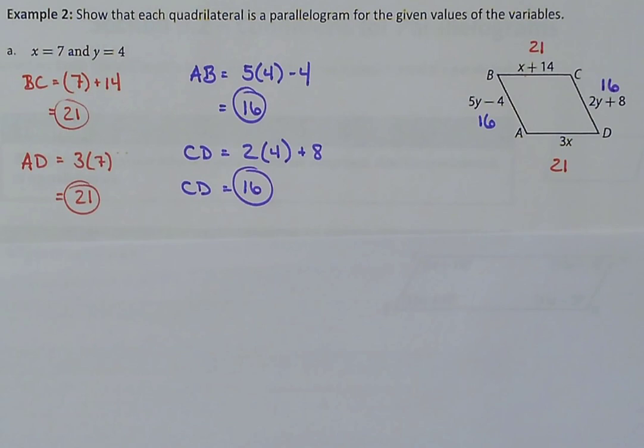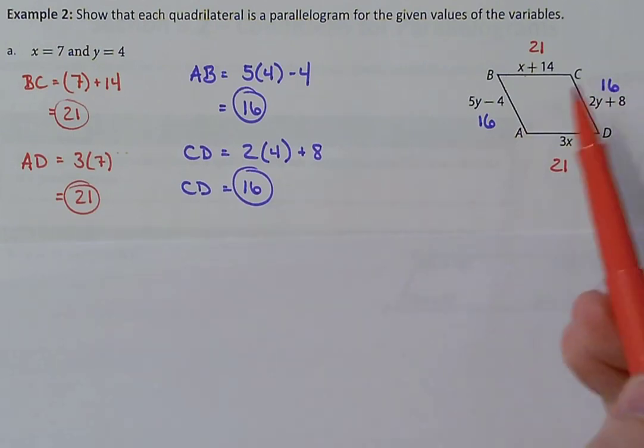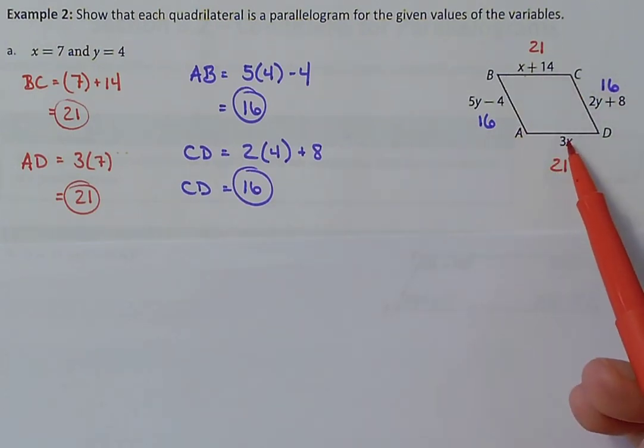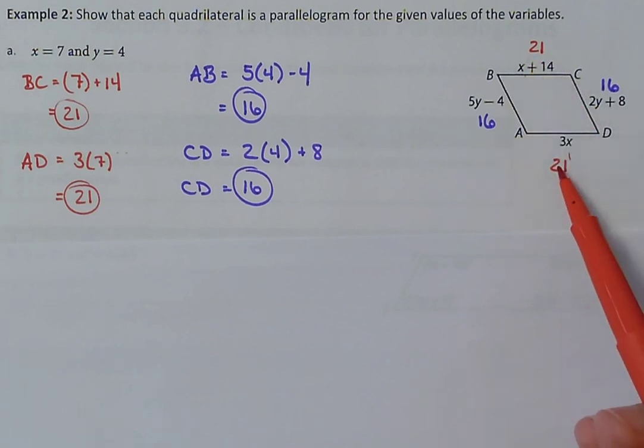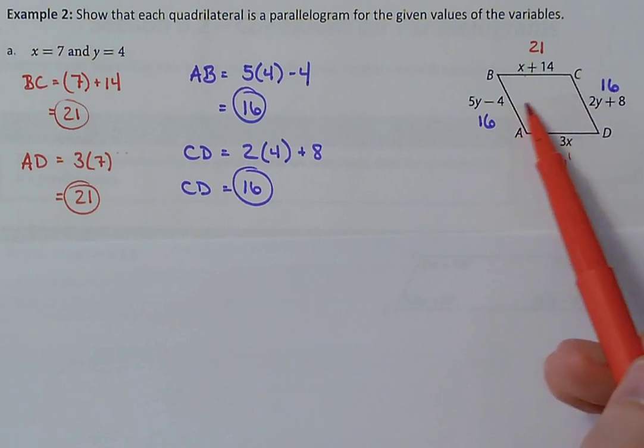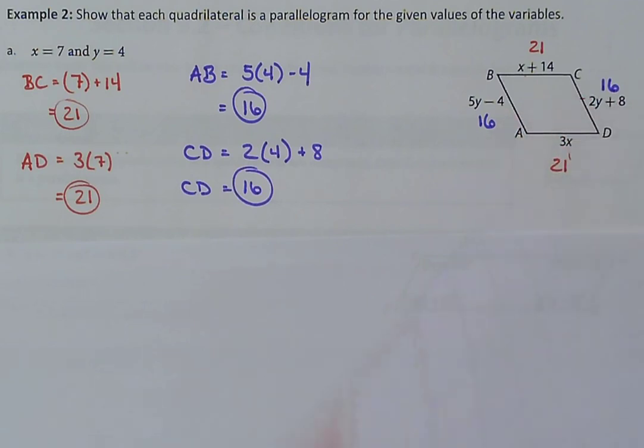So by plugging in 7 for x and 4 for y, do I in fact know that this is a parallelogram? I do, because I know both pairs of opposite sides are in fact congruent, because BC and AD are congruent to each other because they're both 21, and AB and CD are congruent to each other because they're both 16. Therefore, they're both equal to each other. So for part A, I do know in fact that ABCD is a parallelogram.